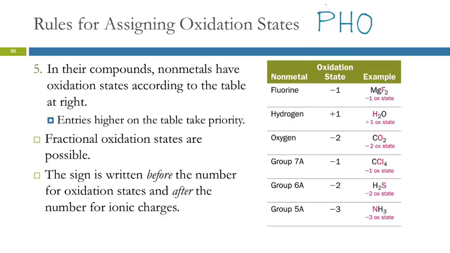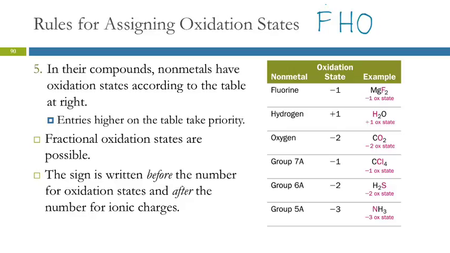Okay, well this isn't quite F, but what if we just take a piece off the P? And it makes the F sound, right? I know I'm reaching a little bit, but it works for me. So I think pho, 765. Fluorine, hydrogen, oxygen, 765. We're just working backwards on the periodic table. That's how I remember it. We'll do some examples. You can have fractional oxidation states.